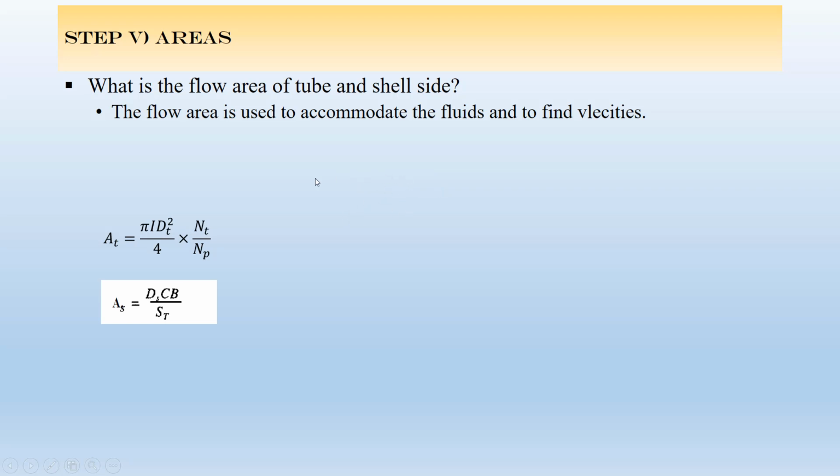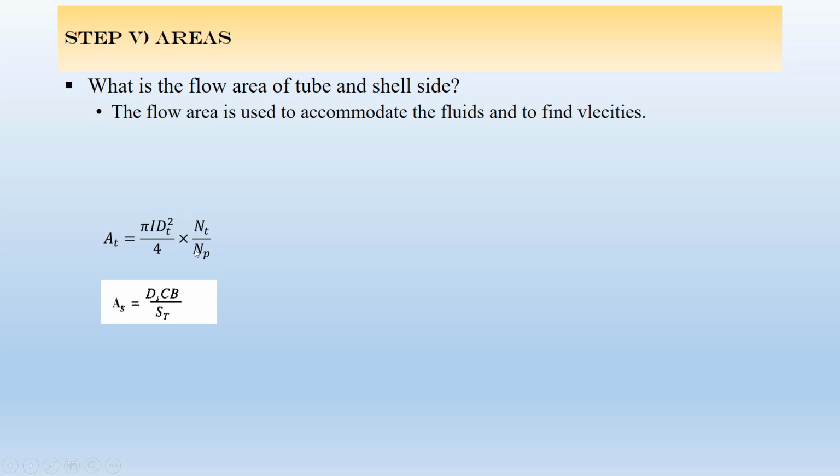Now, if you have two passes, assume that you have two passes. Correct. So what you need to do, this inlet fluid is distributed between 50% of these tubes, because 50% is inlet and 50% of the tubes are exit. So to calculate the total flow area, you need to calculate the area of one tube.